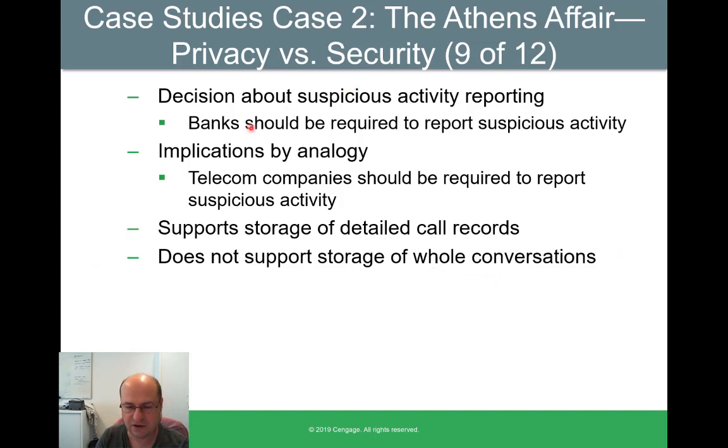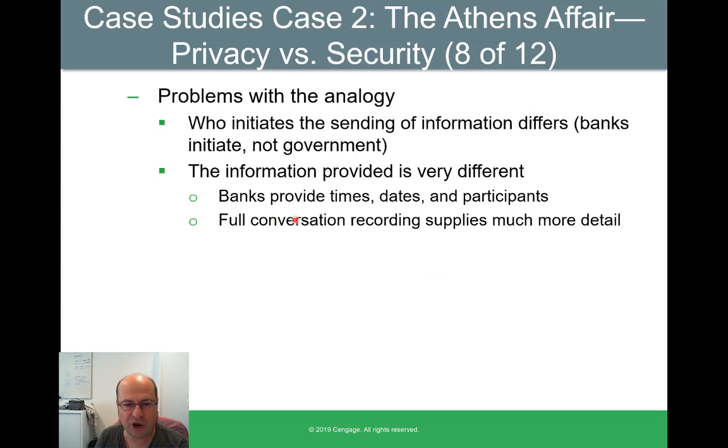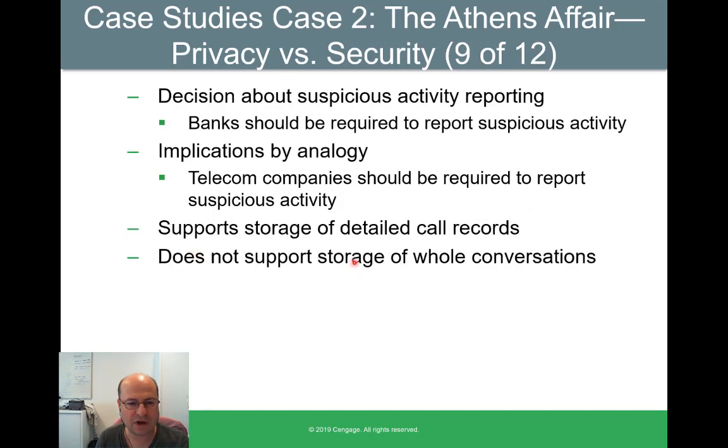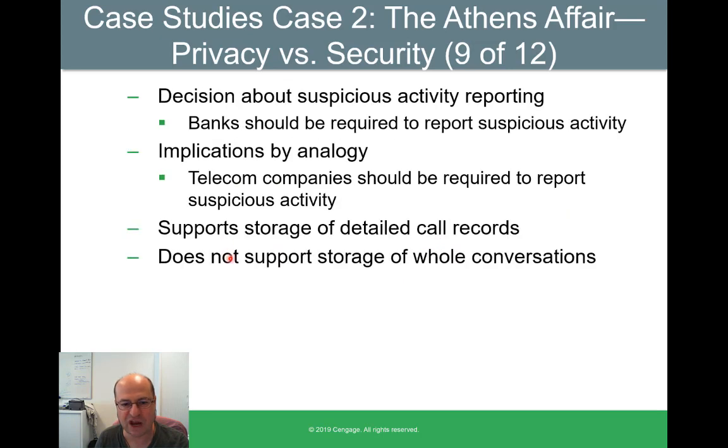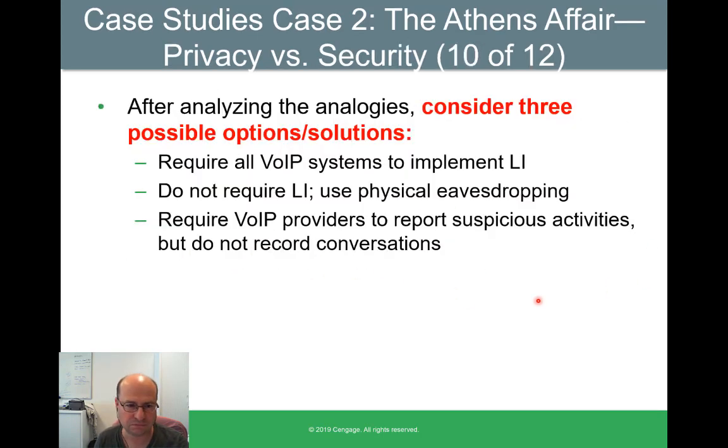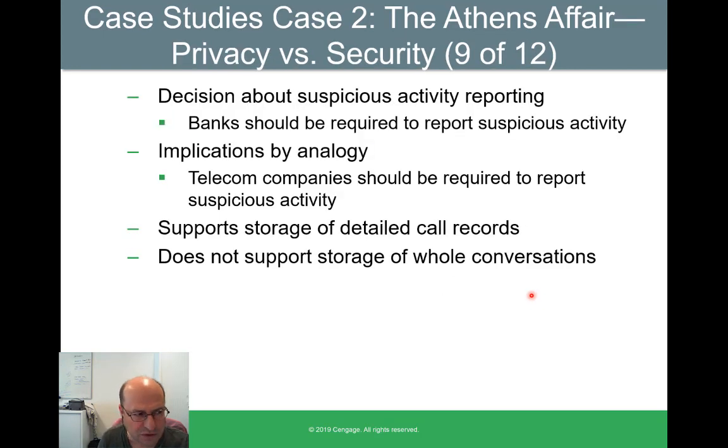So banks, let me explain this better. Banks only provide times, dates, and participants. For this analogy to work, telecommunications companies should only send this type of records, the times, dates, and participants, and not the whole conversation. So again, is this analogy a good one to apply in your decision making? Is it not good? Which aspects are good? Which aspects can you use in your decision making?